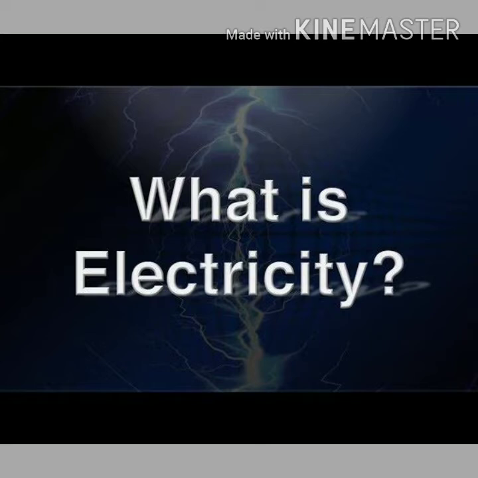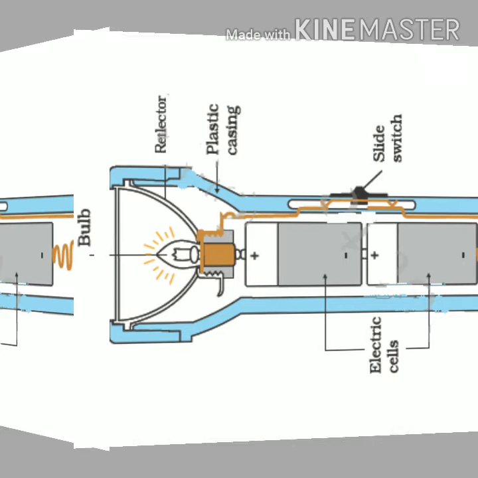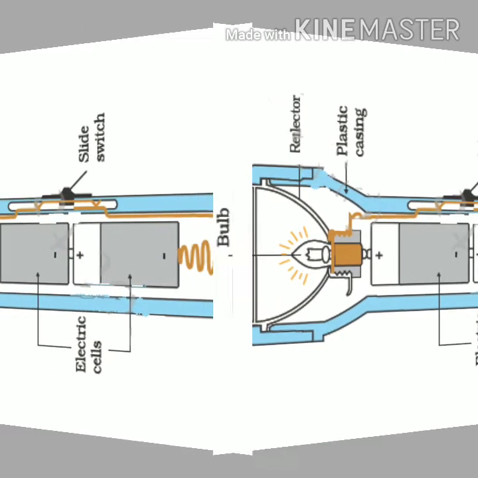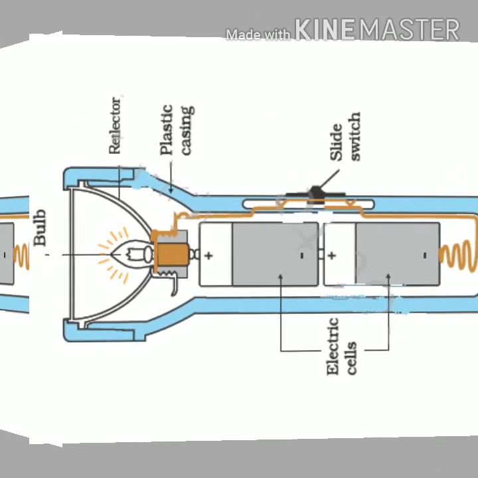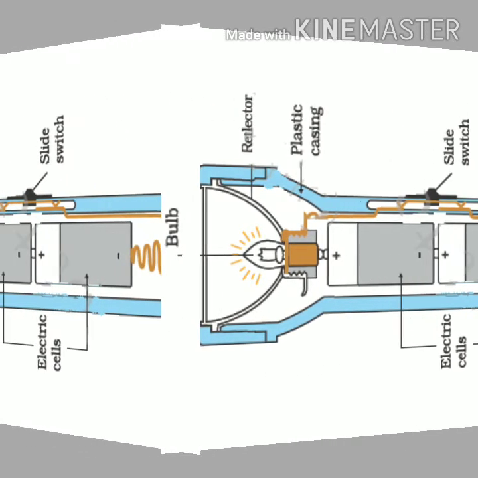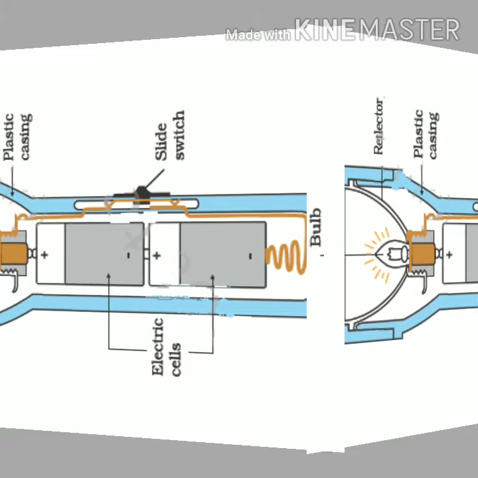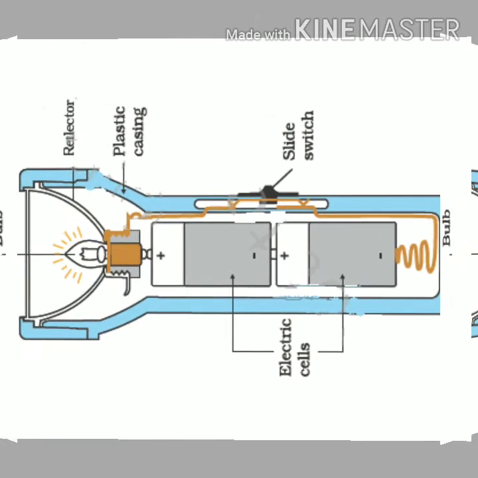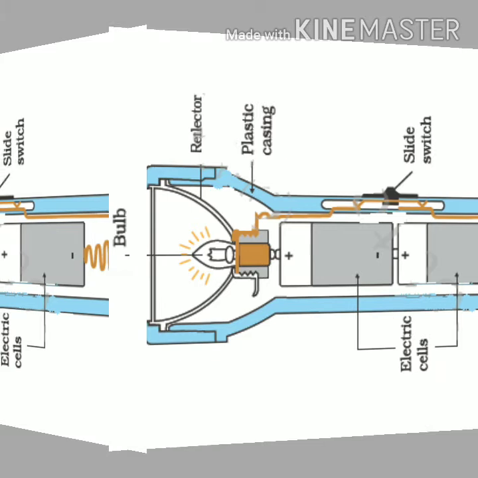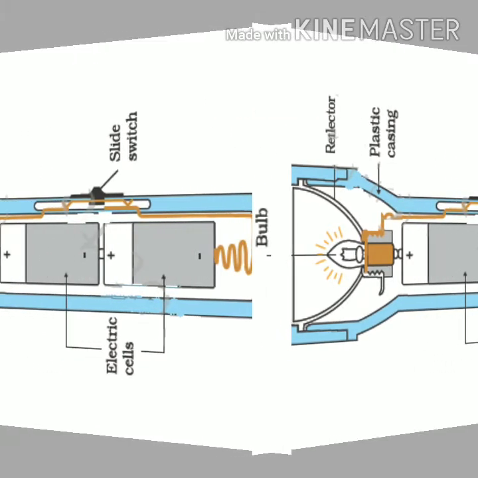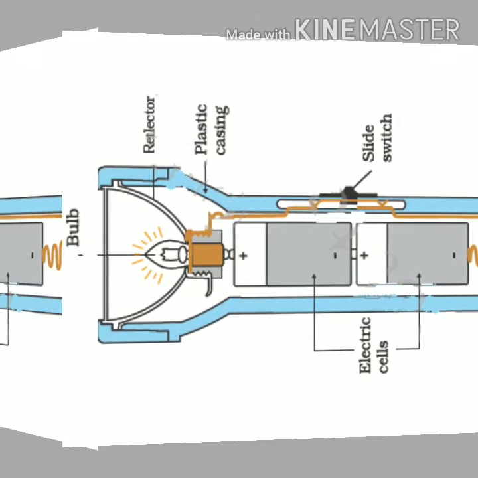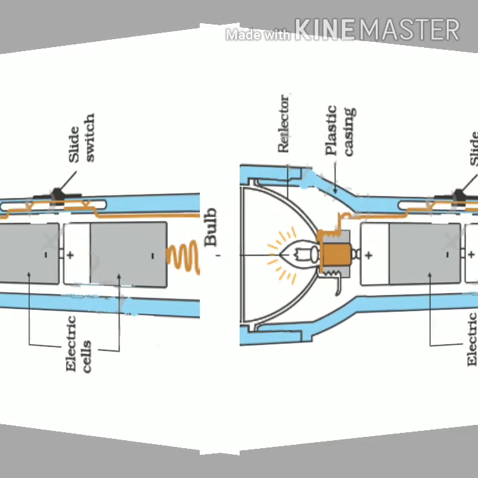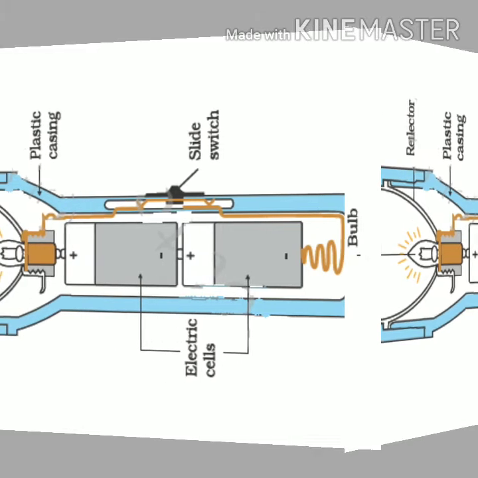Now take a look at a torch. At the front of the torch, there is a small bulb enclosed in a glass cover. There is a switch on the curved surface of the torch. The switch slides between the on and off positions. If the switch is in the on position, the bulb glows, and when you slide the switch to the off position, the bulb stops glowing.